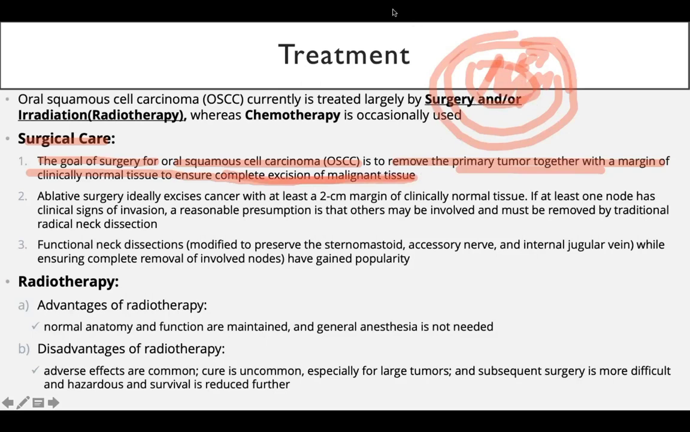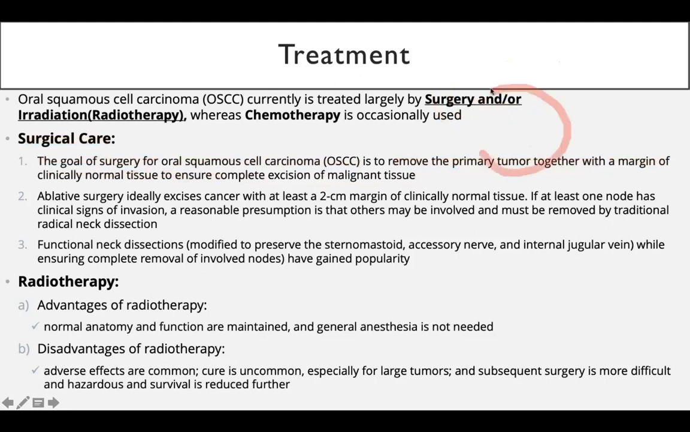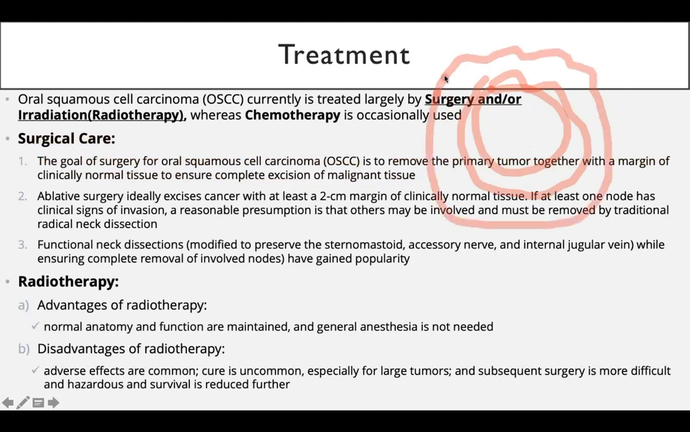So if this is the tumor, if this is an irregular tumor, you can excise 1 centimeter beyond the tumor margin along with the normal tissue to make sure the tumor has been completely excised.